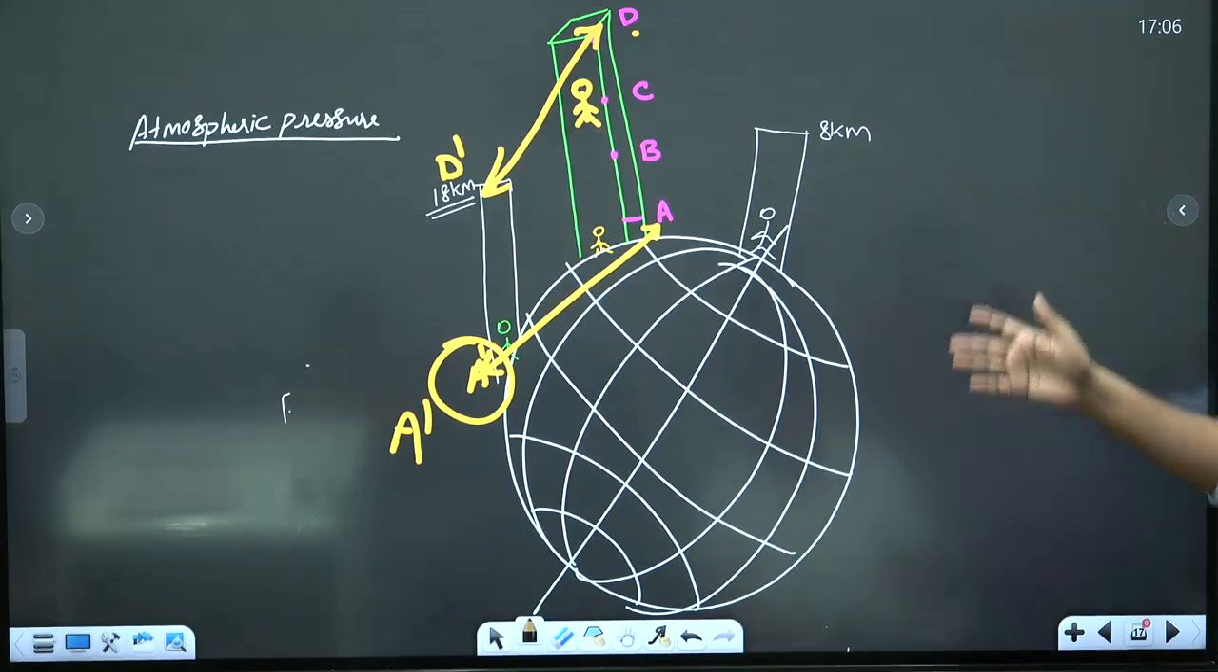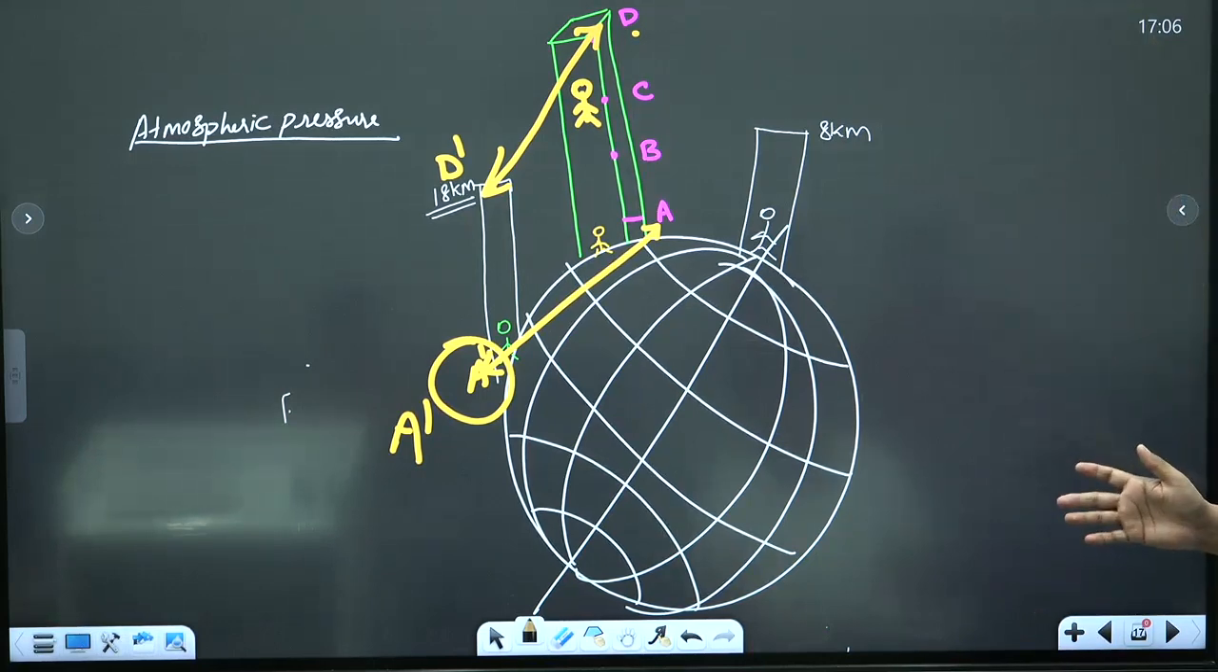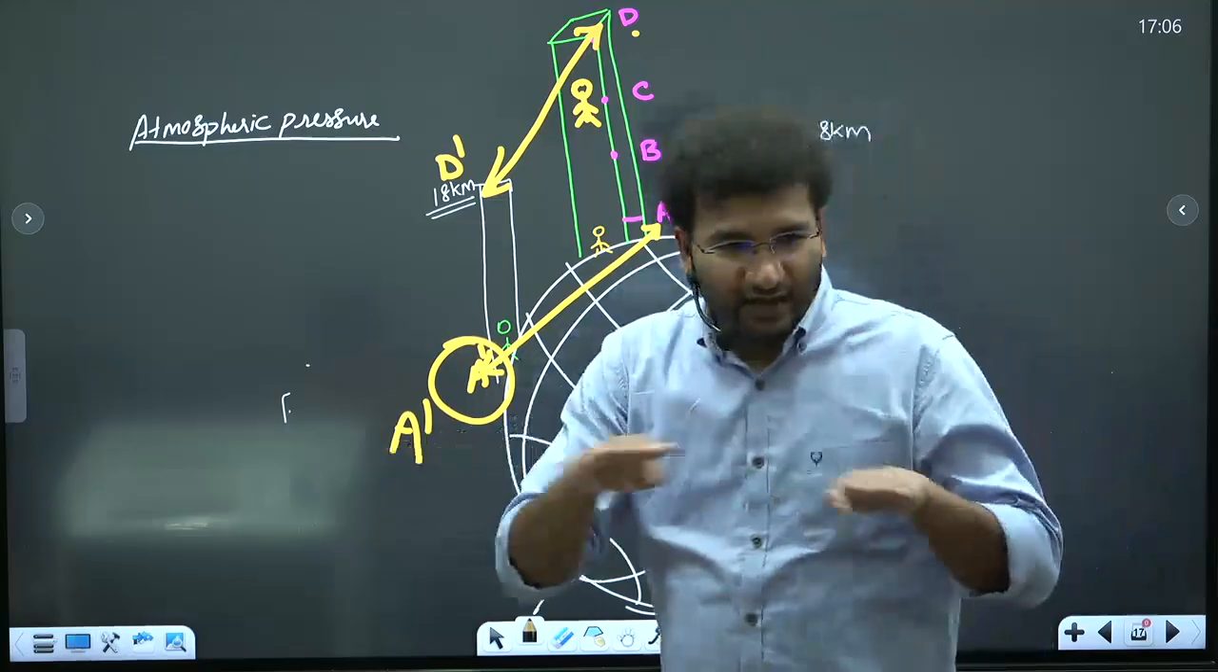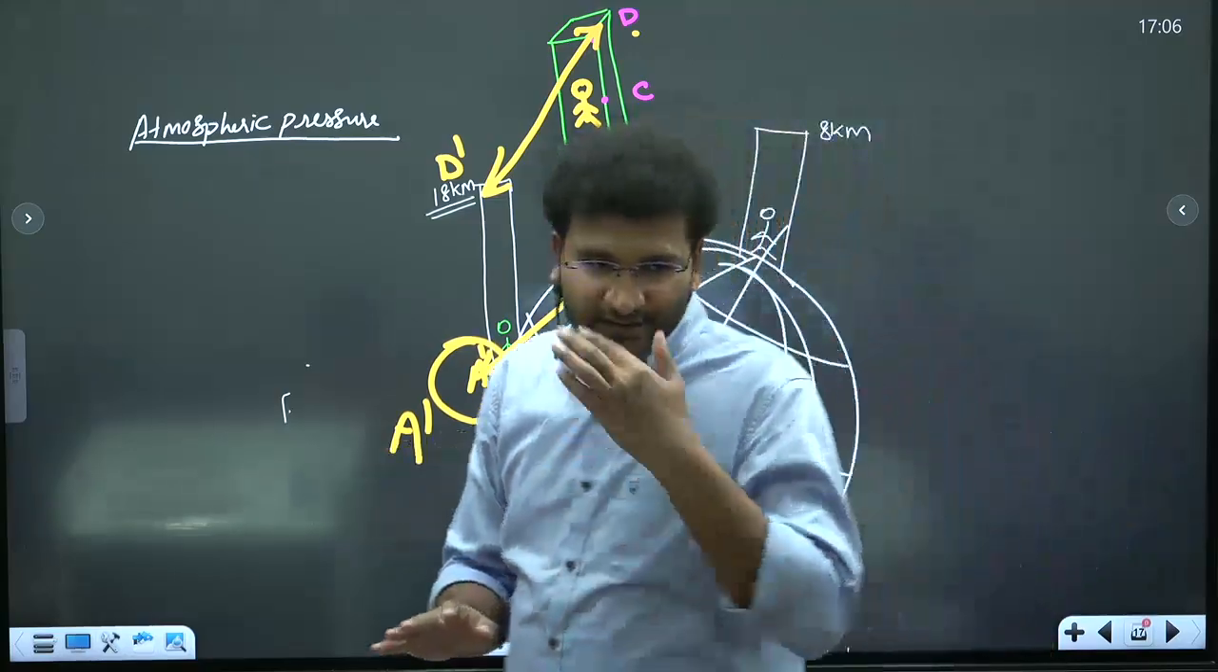And atmospheric pressure concept I have discussed yesterday. Pressure should always be measured at equal heights. Equal heights. Okay.